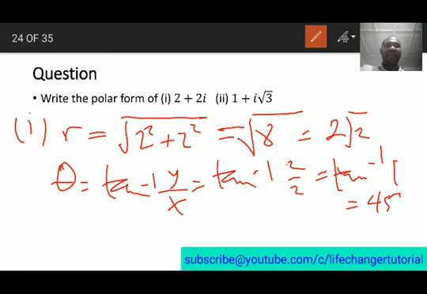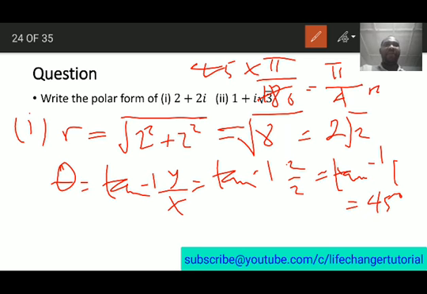45 degrees. Now, most times we leave our theta in radians, so you must know how to convert degrees to radians. How do you convert degrees to radians? You multiply by pi over 180. So that means 45 degrees is the same thing as 45 times pi over 180. And that is going to give us pi over 4 radians, because 45 can go into 180 four times. So you have pi over 4 radians.